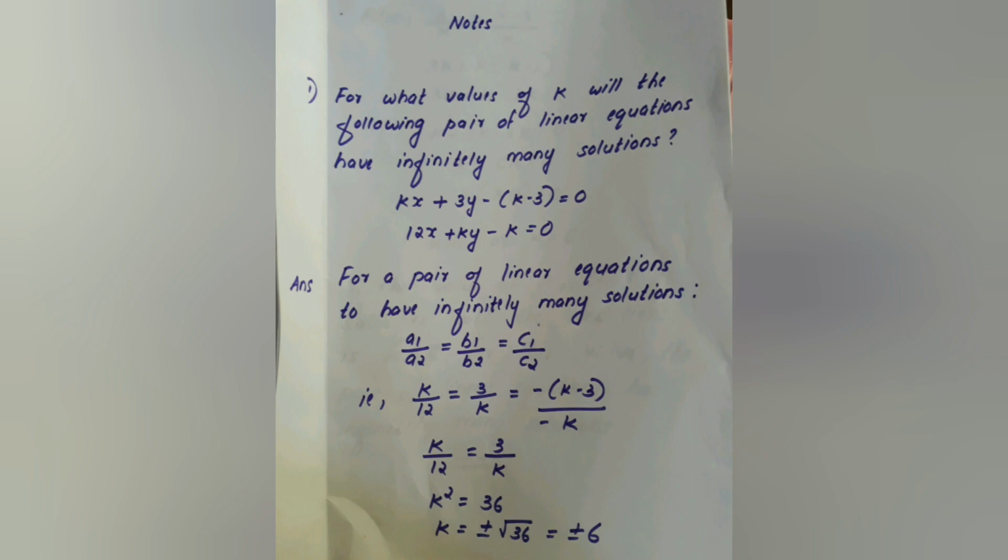For what values of k will the following pair of linear equations have infinitely many solutions? kx plus 3y minus k minus 3 equal to 0. 12x plus ky minus k is equal to 0. We have discussed in our video how to find it. Using the first ratio, you are getting k is equal to plus or minus 6.